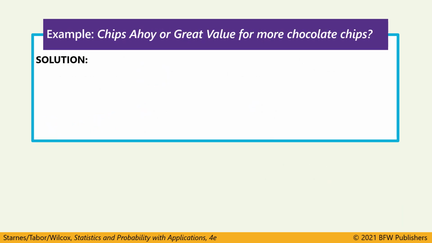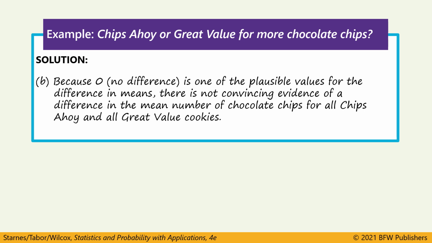If we're asked if this provides evidence that there's a difference in the mean number of chocolate chips in each of these brands of cookies, we would say no, because 0 is within that interval. 0 would represent there being no difference in the average number of chocolate chips. So since that's in that range of values of our interval, it's possible that there's no difference in the true population means.